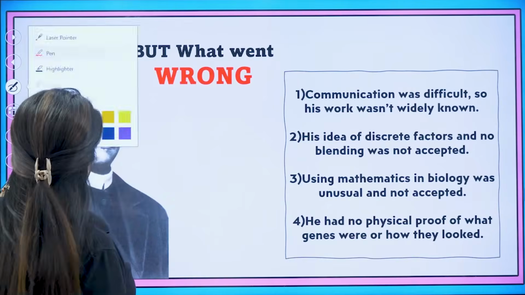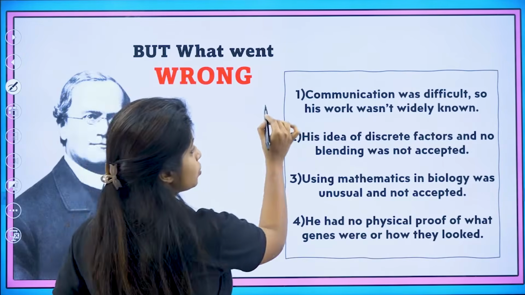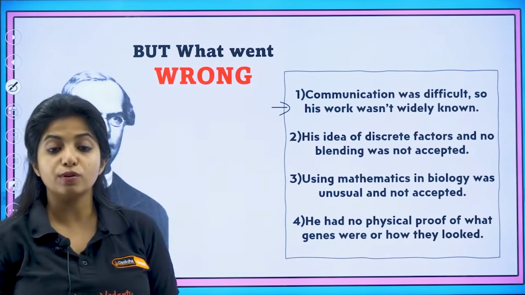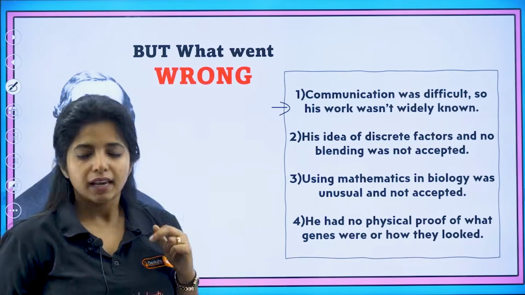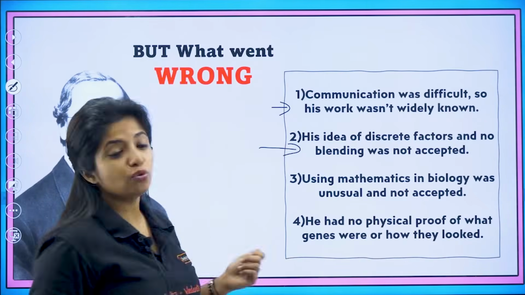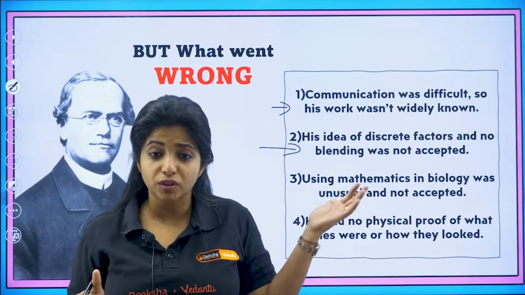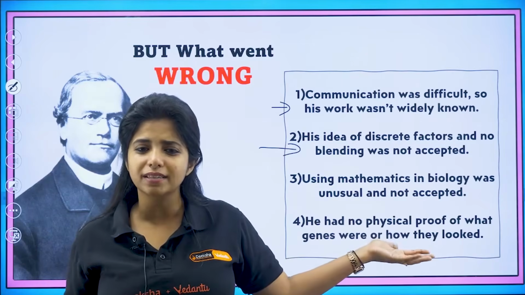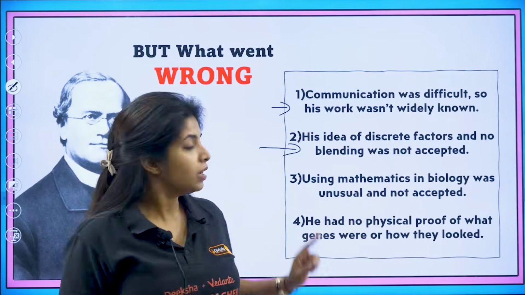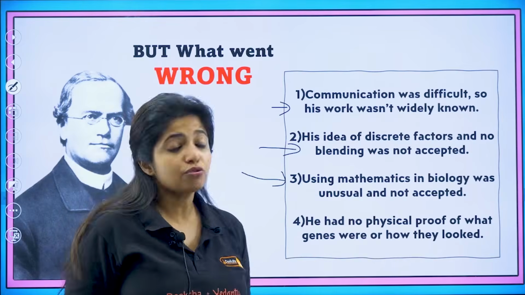So what went wrong even after doing so many experiments, my dear children? First thing, in his time, communication was so difficult, which is why his work was not widely known. Second, his idea of discrete factors and no blending was not accepted, because you clearly saw in incomplete dominance that there was blending observed.